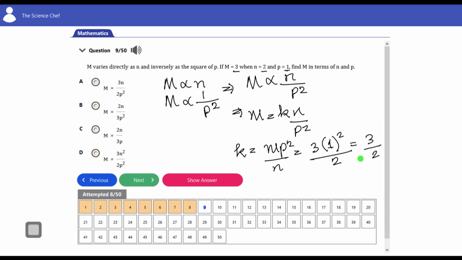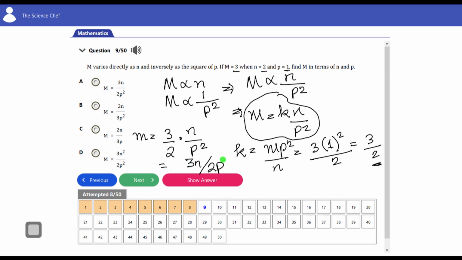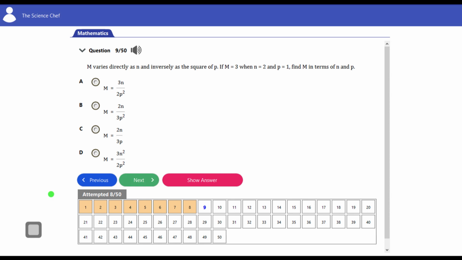So what are we looking for? You're looking for M in terms of P and N. So coming back to this equation now, we are going to substitute this value of K into this equation. So M will be equal to 3 over 2 times, that's our K now, times N over P squared. And if we evaluate this, that gives us 3N over 2P squared. Is it there? Yeah, that's option A. So the answer is option A.